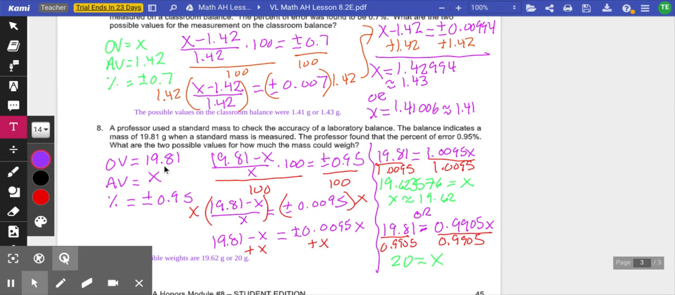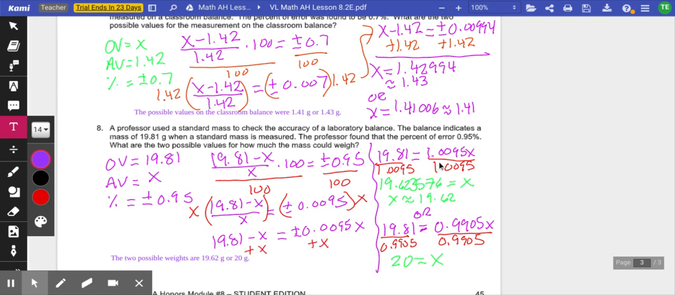All right, so I wrote the observed value minus the accepted value over the accepted value times 100 equals plus or minus 0.95. Again, when we have the x in the denominator and the numerator, that's going to be the hardest type of problem. So first I divide by 100. Then I have x's in the numerator and the denominator, so I have to multiply both sides by x. Now I have x on both sides of the equation, so I have to add x to both sides, but I have to be careful because this is plus or minus. So one time I'm going 1 plus my decimal, and one time I'm going 1 minus my decimal.